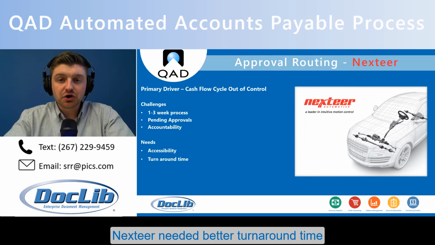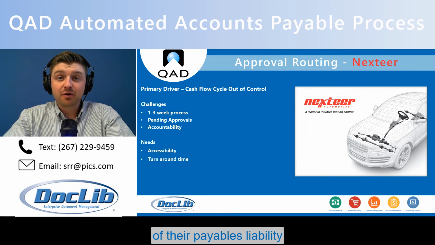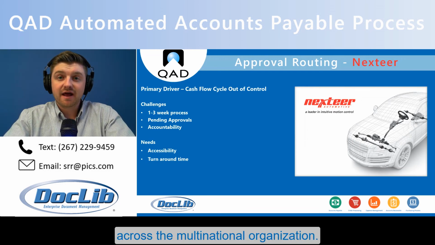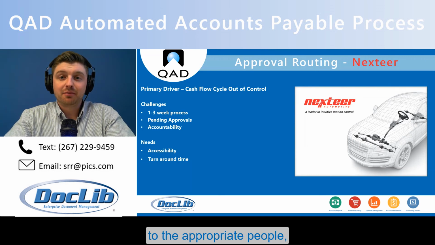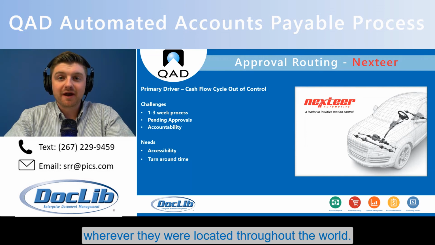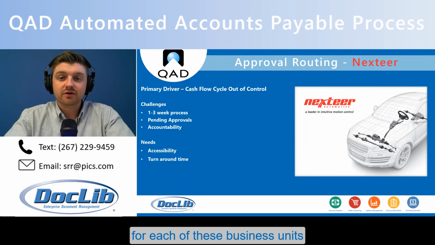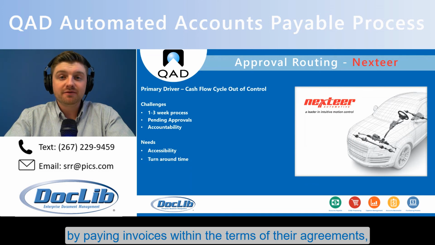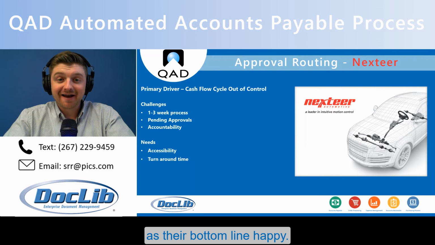Nexteer needed better turnaround time and better understanding day-to-day of their payables liability across the multinational organization. They needed the documents available to the appropriate people, whether they were in Mexico, Brazil, Morocco, wherever they were located throughout the world. They needed predictable turnaround times for each of these business units to maximize their cash flow by paying invoices within the terms of their agreements and keeping both the suppliers as well as their bottom line happy.